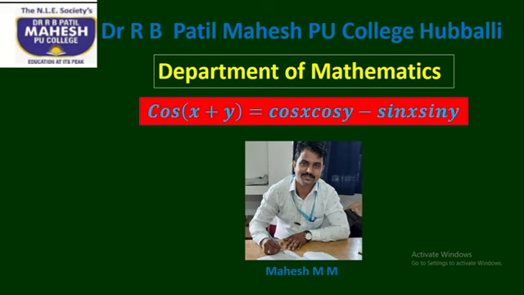Students, to prove this theorem, we need to have the geometrical idea of cos of x plus y is equal to cos x cos y minus sin x sin y. We prove this theorem using some geometrical interpretation. So let me take one x axis and y axis, call it the xy plane. As you know, this is x axis and this is x dash, and this is y axis and this is y dash, and this is the origin.